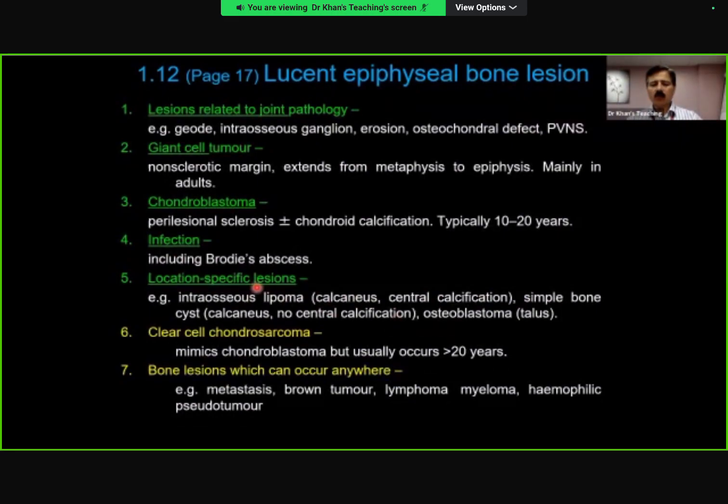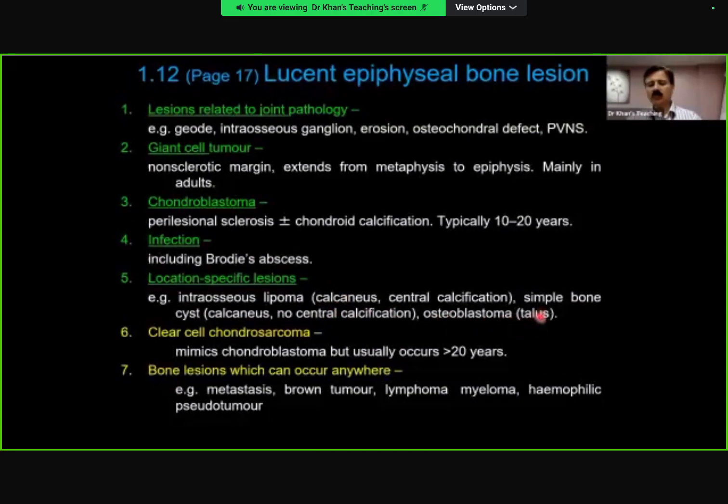Please remember, in the carpal bones or tarsal bones, the word epiphysis, they have got the same epiphysis. The bone itself is the epiphysis, right? So intraosseous lipoma, location-specific lesions. Intraosseous lipoma, where? Calcaneum. So this is an exam case, and I'll show you today. And in that, there is central calcification. On the other hand, a simple bone cyst can also happen in the calcaneum, and there is no central calcification. Look at the discriminator.